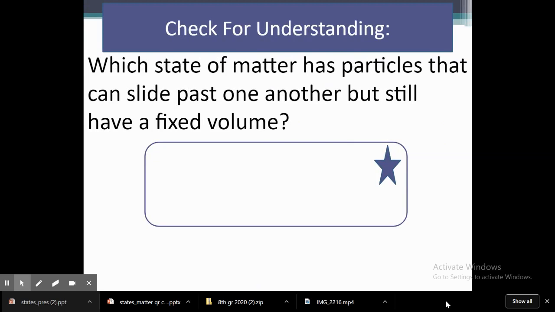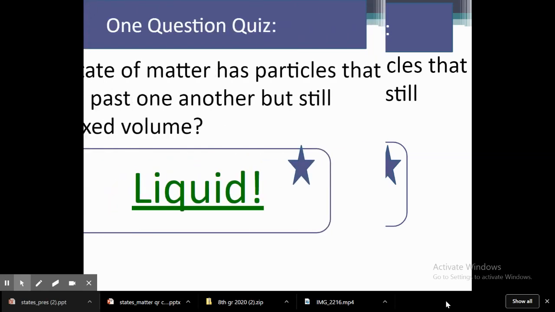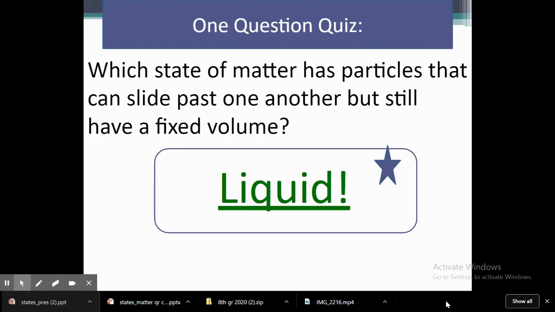Check for understanding. Which state of matter has particles that can slide past one another, but still has a fixed volume? If you said liquid, you're correct.